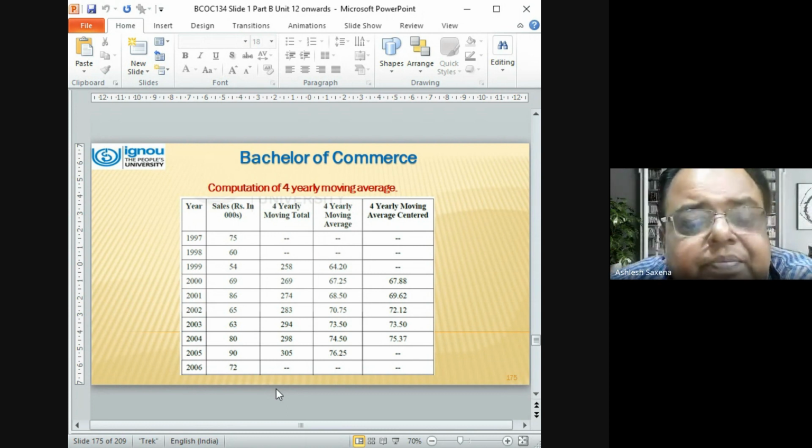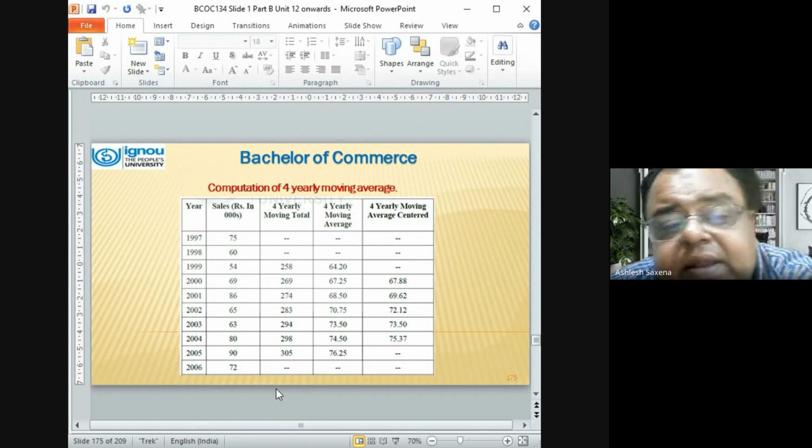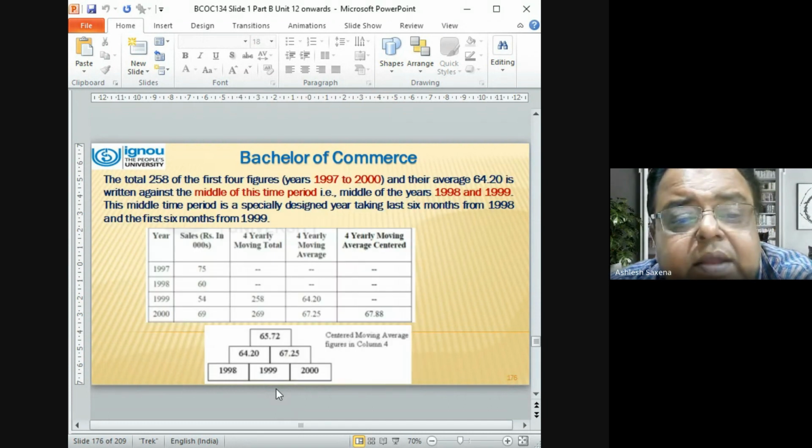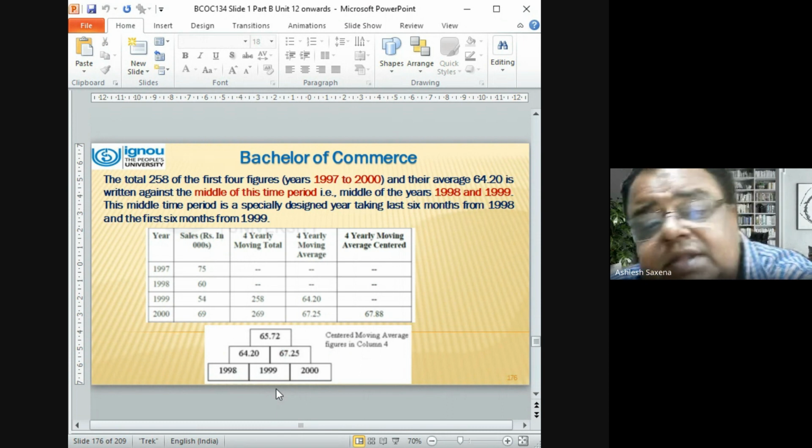You can check it, leaving 75, now 60, 54, 69, 86. Then in the next, leave the first, 54, 69, 86, 65. Then 69, 86, 65, 63. You will come down, and this is how the 4 years moving average table is computed. Here you can see how it is made. The total 258 of the first four and the average of 64.50 is written against the middle of the time period.